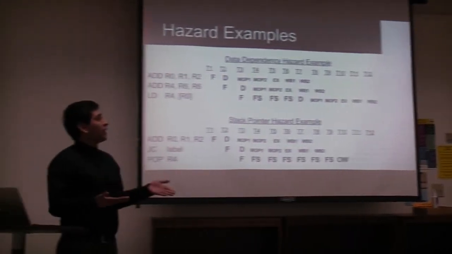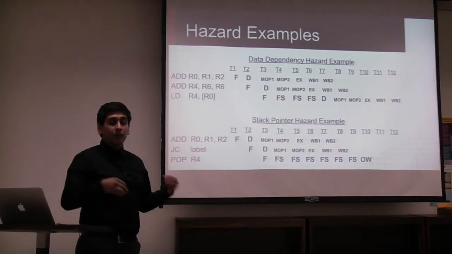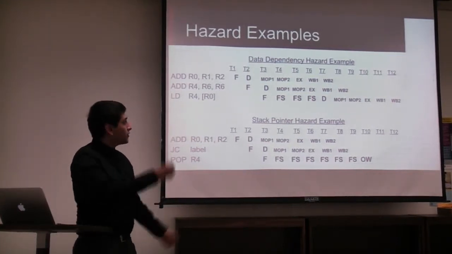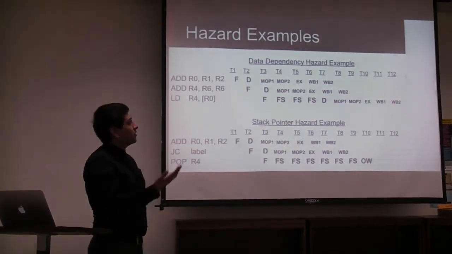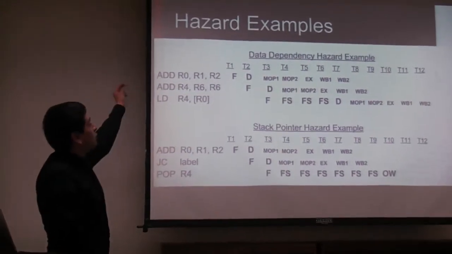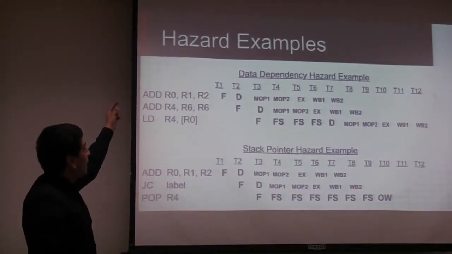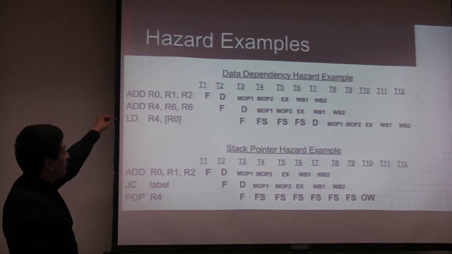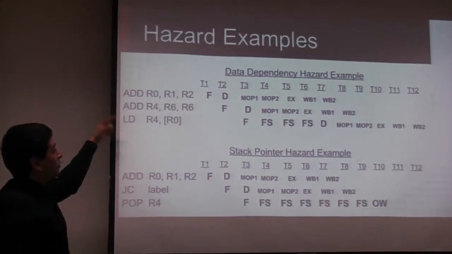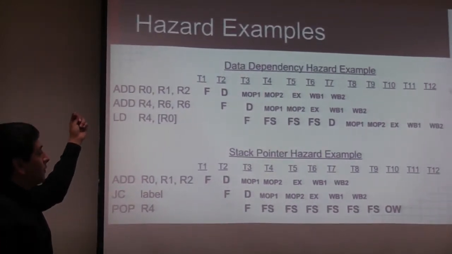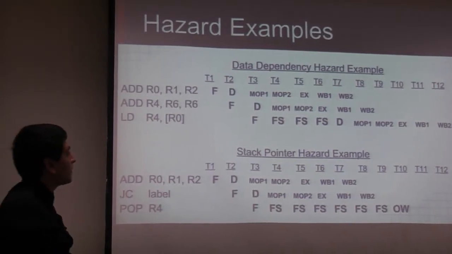So here are a couple examples of how our processor deals with hazards. The top one is a data dependency hazard. The first instruction writes to R0, and a load instruction a little bit further down uses R0 as a pointer. So there's definitely going to be a hazard right there.